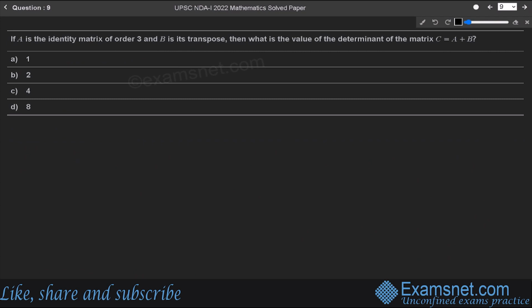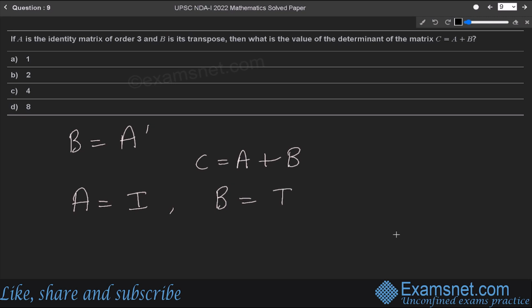Next question is, if A is the identity matrix of order 3 and B is its transpose, then what is the value of the determinant of the matrix C is equals to A plus B? It is given that A is an identity matrix and B is its transpose, means B is equal to transpose of A, and we have to find the value of C is equals to A plus B. We know that A is an identity matrix, so A will be equals to I, and also its transpose is equal to I, therefore B is also equals to I.